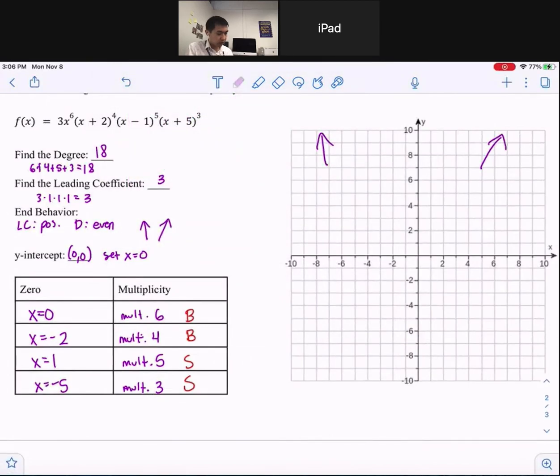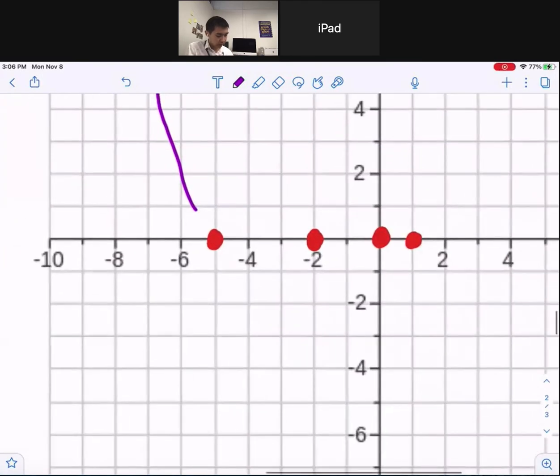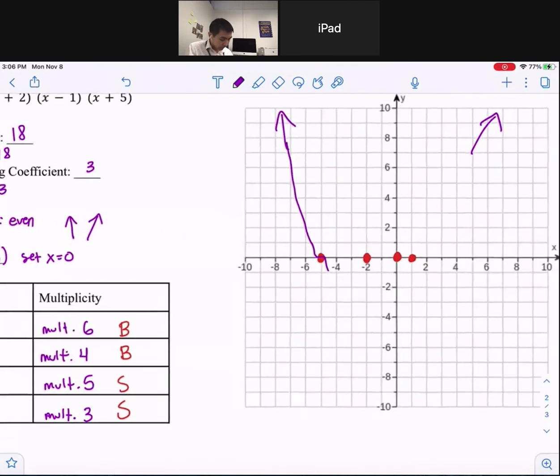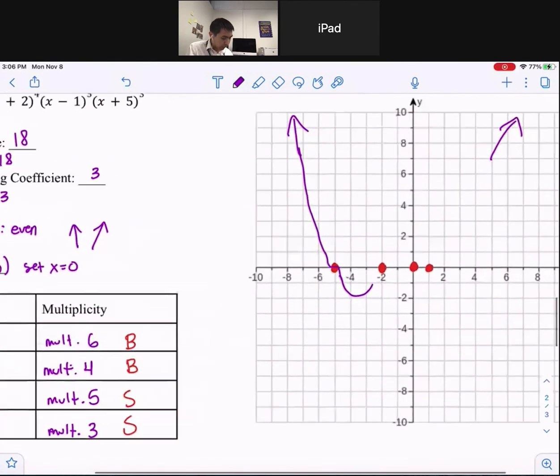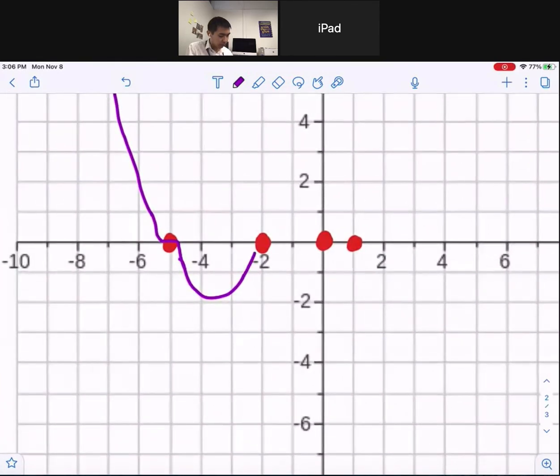Let's draw our zeros, or graph them. X equals 0, x equals -2, x equals 1, and x equals -5. And now let's do this. Starting from the left, x equals -5, you guys. That's gonna slide. So you guys, this is what a slide looks like, right? Next, we are approaching -2, which is a bounce, you guys. So we're gonna bounce off of here like a bouncy ball.